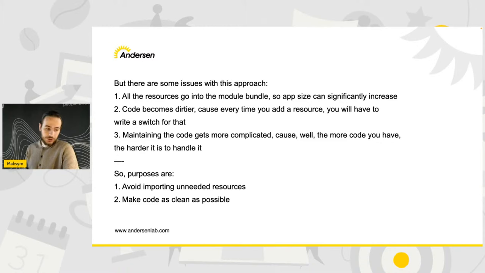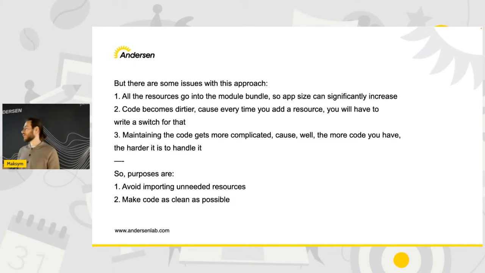Then your code becomes dirtier, because every time you add a resource, you will have to add separate properties for that particular resource. And you have to add this property with a switch, which defines, depending on the target, what kind of resource you are trying to return. And maintaining the code gets more complicated, because the more code you have, the harder it is to handle. So our main purpose here, solving this task, is to avoid importing unneeded resources.